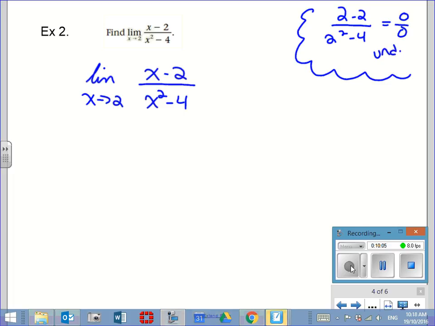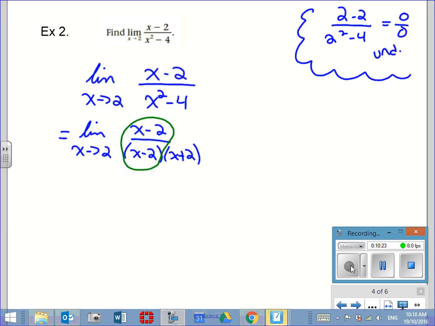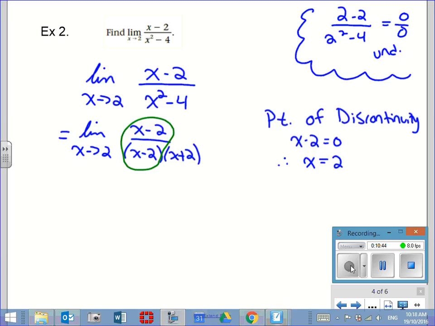So let's do a little bit of factorization and see if we can analyze this function a bit more. I have the limit as x approaches 2, and we're going to factorize the denominator into (x minus 2) times (x plus 2), which means I have a common factor of x minus 2 and x minus 2. So what we've just found is that we are going to have a hole in our graph, a point of discontinuity, when x minus 2 is equal to 0. Therefore, at x equals 2, we have a point of discontinuity. So already we know that we are going to have a point of discontinuity or a hole in our graph.